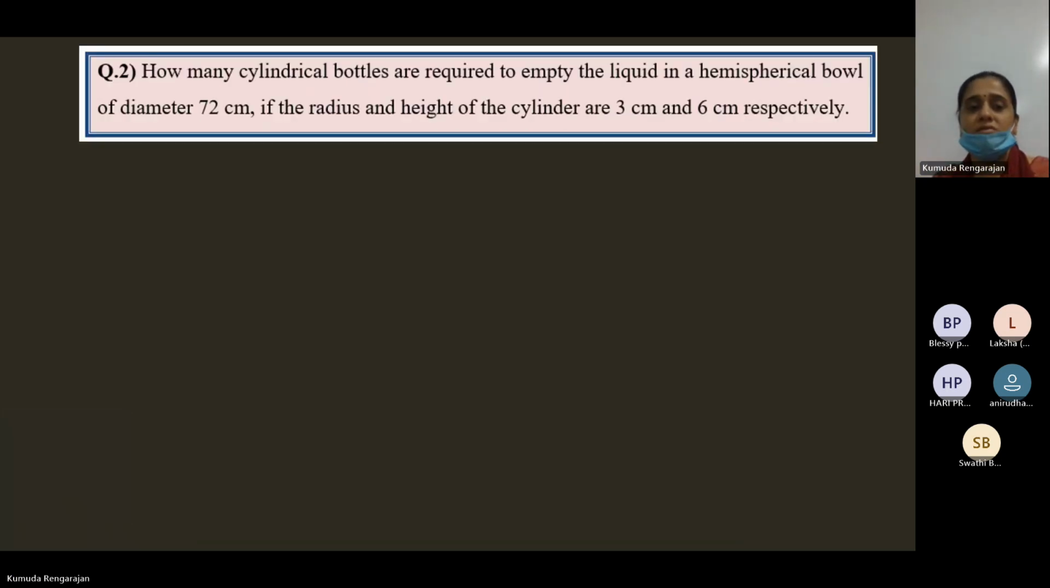Yeah. So again, the question is how many? How many means either it is volume by volume or area by area. So do it. How many means always volume by volume or area by area. Do it.